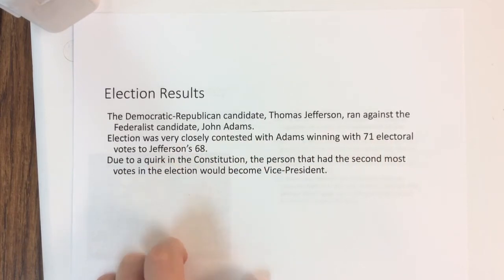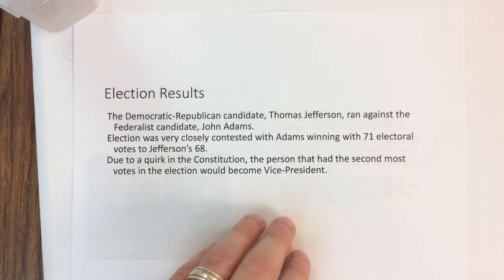Due to a crazy quirk in the Constitution, for the first few presidents, the person who got the second most Electoral College votes became the vice president as well. And so John Adams became president, and Thomas Jefferson served under him as vice president.